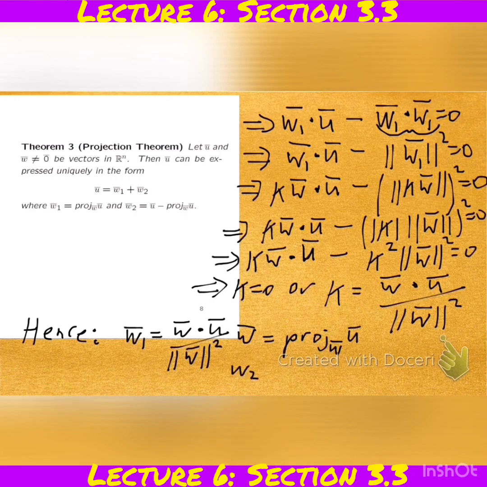Sorry, that needs to be a bar there. Now w2 we said is u minus w1, and w1 is the projection of u onto w, which is basically that vector there. So that's the projection theorem.